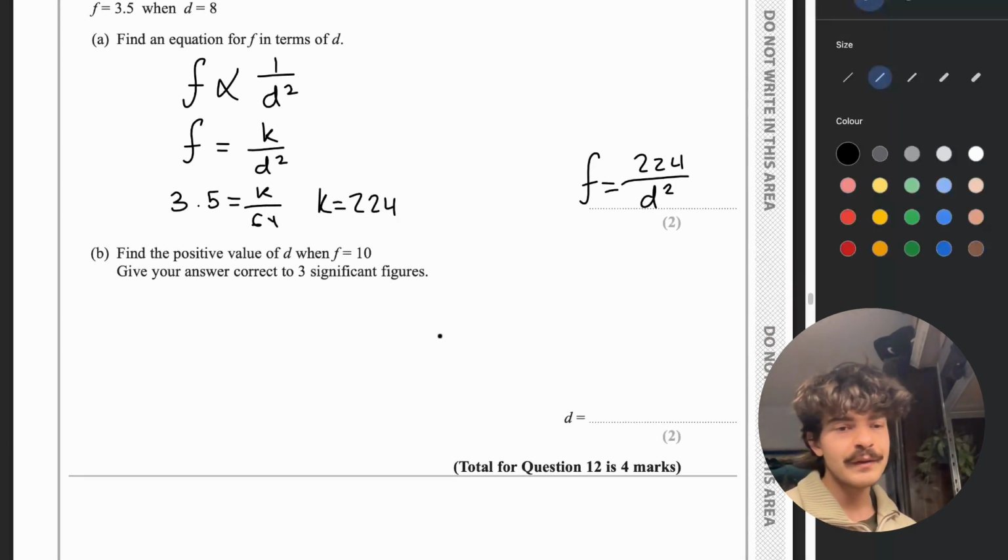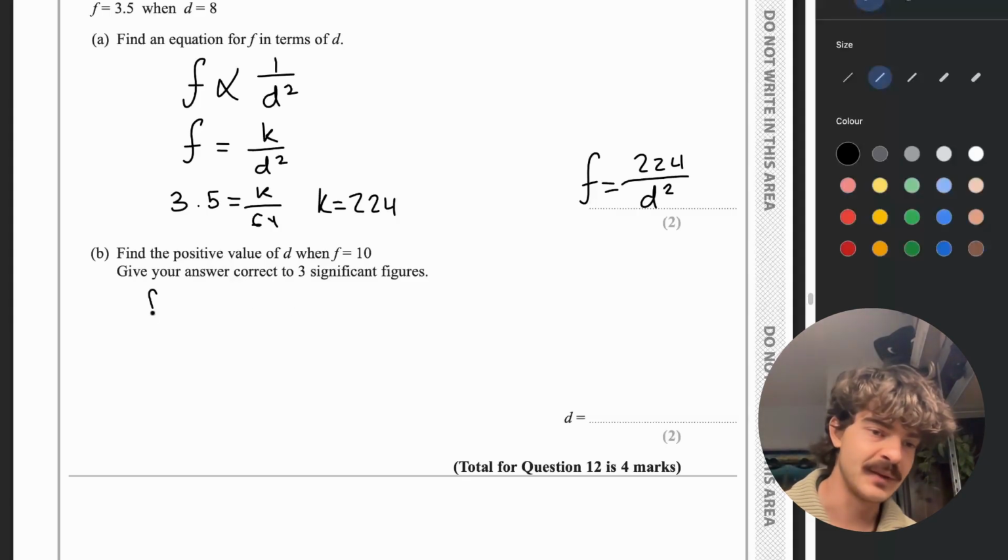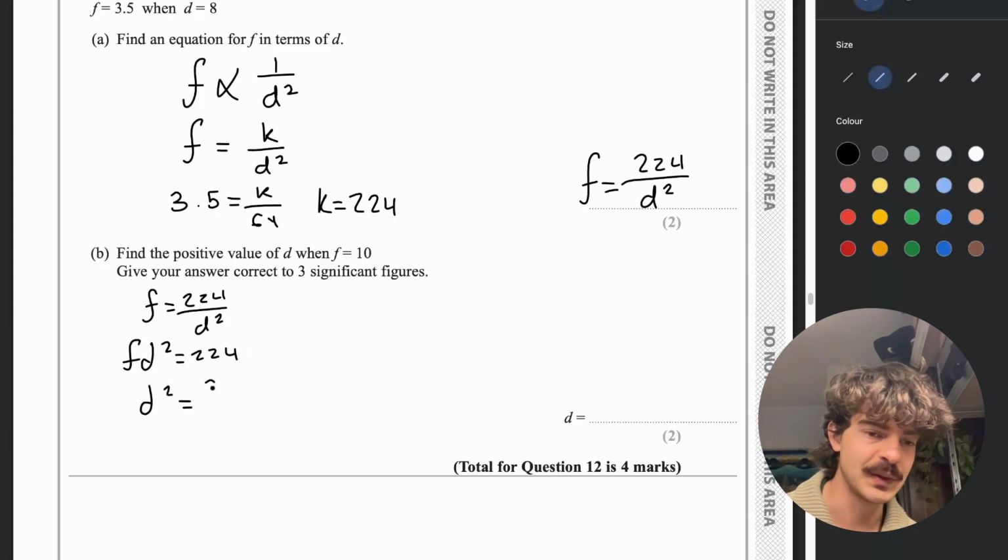Part B, find the positive value of D when F is equal to 10. Okay, cool. So to do this, we're going to have to just quickly rearrange. If we started with F is equal to 224 over D squared, we can multiply by the D squared and get F D squared is equal to 224, and then divide by the F. D squared is equal to 224 over F.